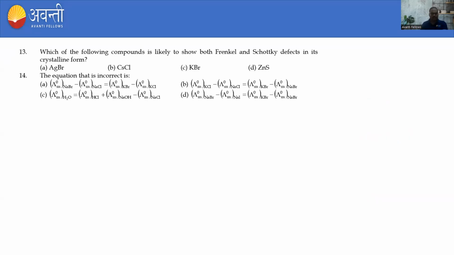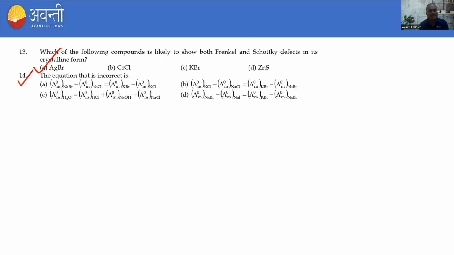Okay. Now, move to the next question, that is question number 13. Which of the following compounds is likely to show both the Frenkel and Schottky effect? So, we all know this, AgBr. This question is from the solid state, right? AgBr has the tendency to show both the Schottky and the Frenkel effect, right? So, Schottky and Frenkel effect both are shown by AgBr. Okay, move to the next question.